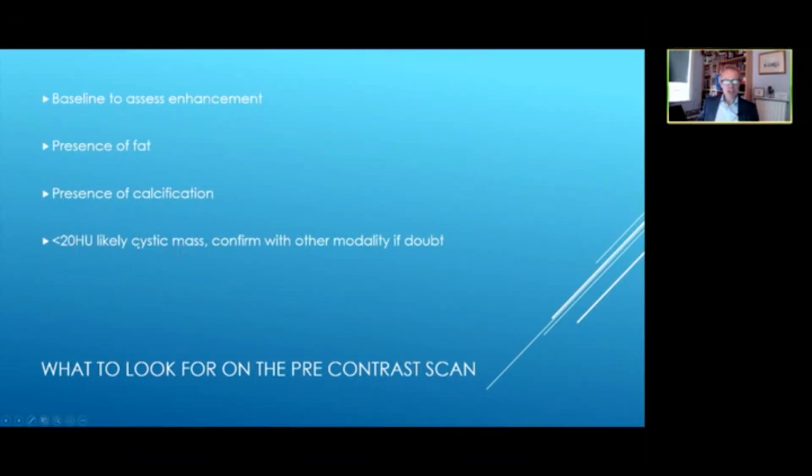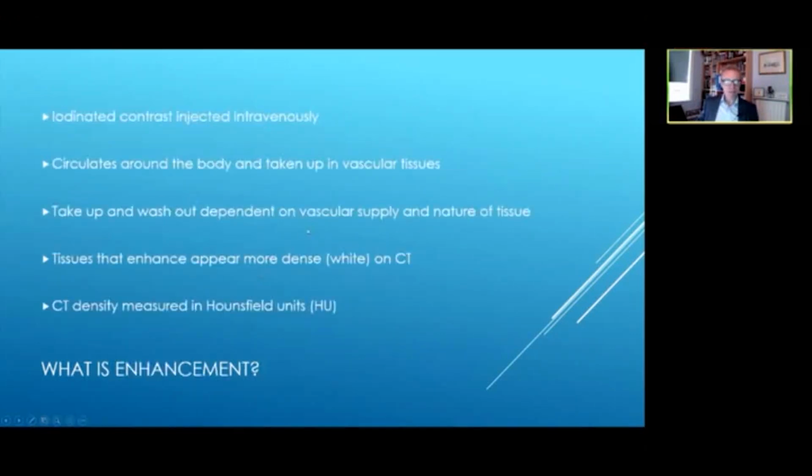So a cystic mass generally will have a non-enhanced density of less than 20 Hounsfield units. I say generally, occasionally solid masses can be of lower attenuation. If you've got any doubt at all, confirm it with ultrasound or MRI. So what's enhancement? We keep talking about this.